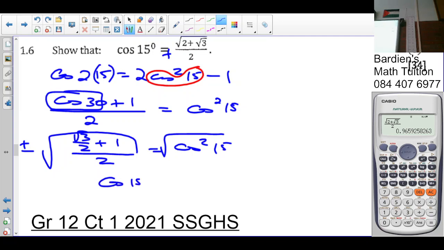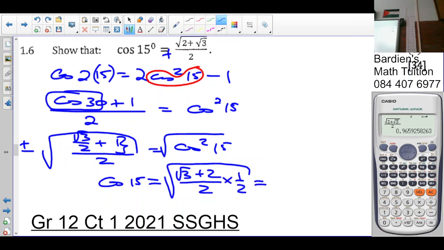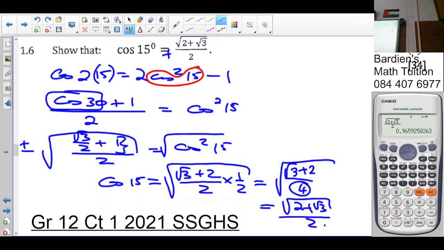So cos of 15 is equal to, so under the root, your LCM of course on top is 2. So that's going to give you the root of root 3 plus 2 over 2. That's on top. Divided by 2, which is the same as multiplied by 1 over 2. Which is the square root of root 3 plus 2 over 4. Now the square root of 4 is 2. So this can be written as the square root of 2 plus root 3 over 2.